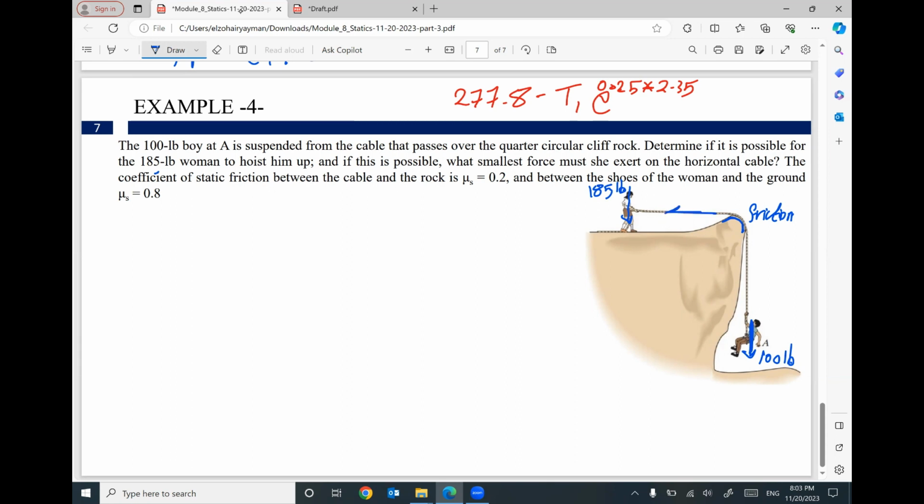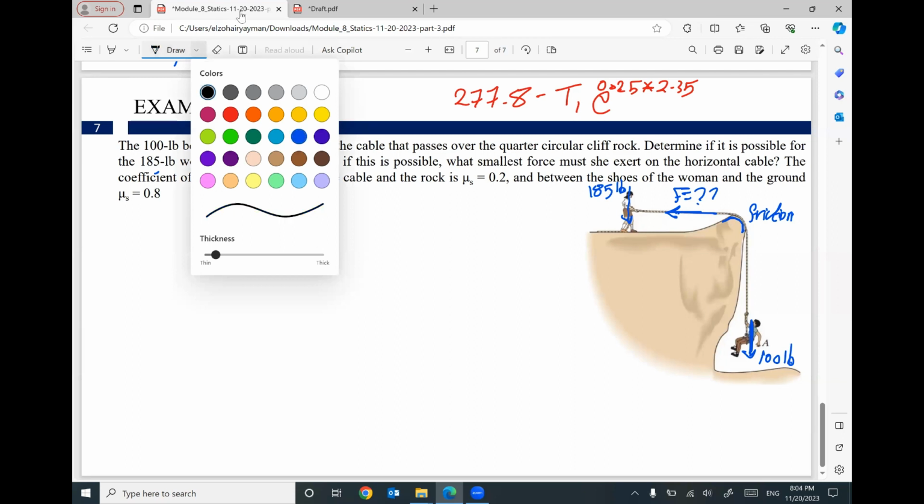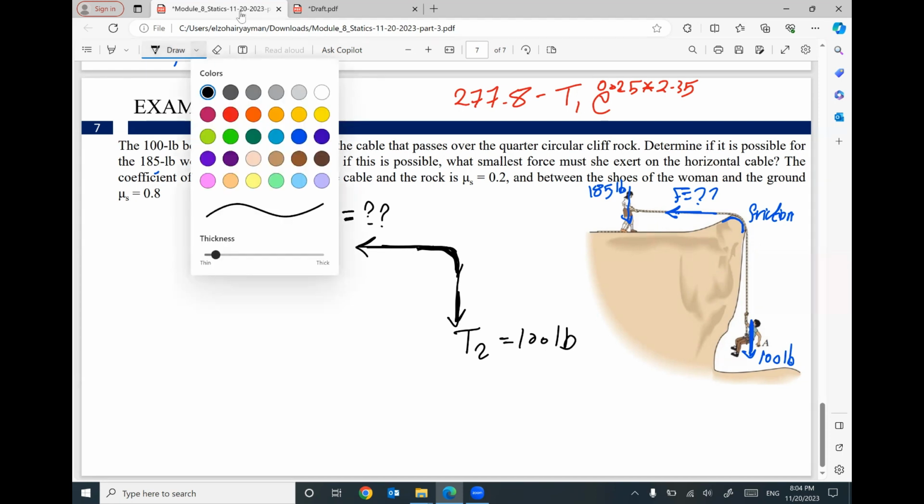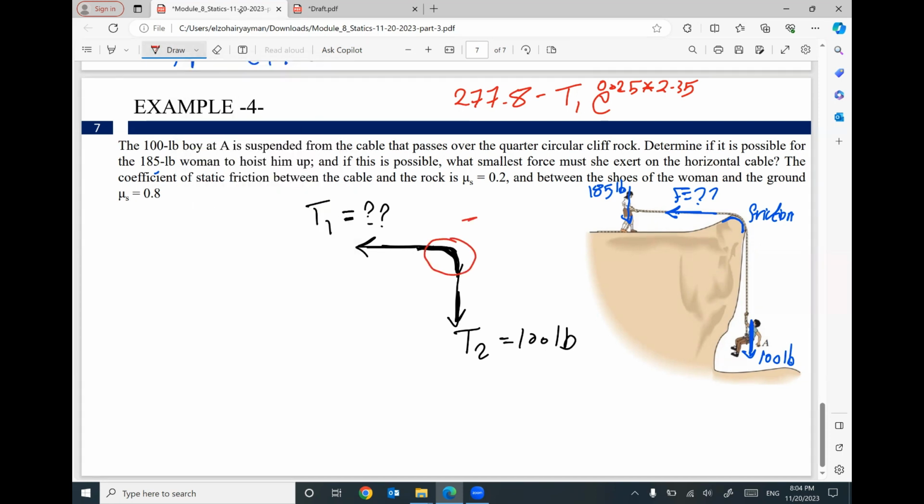How much force we need to apply here? This one, by the way, is horizontal. So what is the force here? It's a very good point. So we have this quarter. Quarter means quarter of a circle. And we have a vertical force here, T2 equal 100 pound, and we have a horizontal force here, T1, exerted by the woman. I'm not sure how much. And we should expect there is friction here.